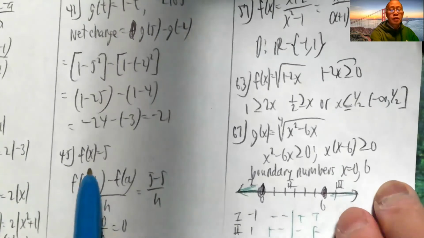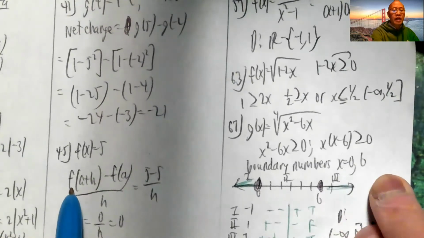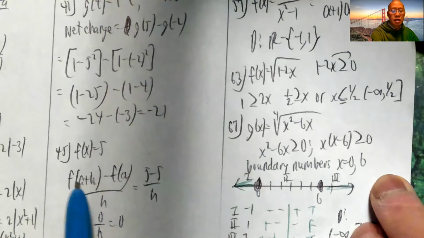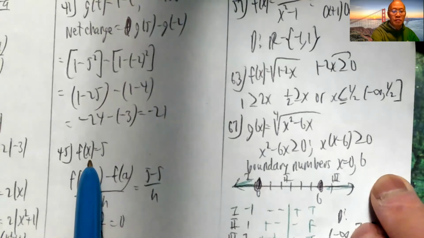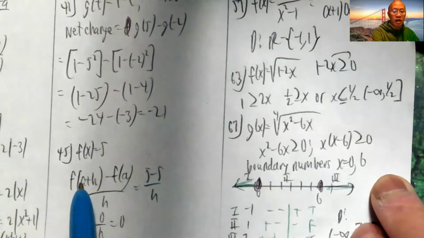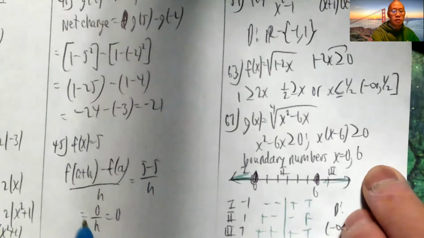45, f of x is 5. F of a plus h minus f of a all over h. Well, no matter what's behind my pen there, the answer is 5. So that's 5. That's also 5 divided by h. 0 divided by h is 0. So that was a little bit too trivial.